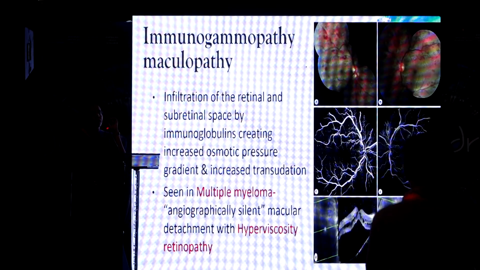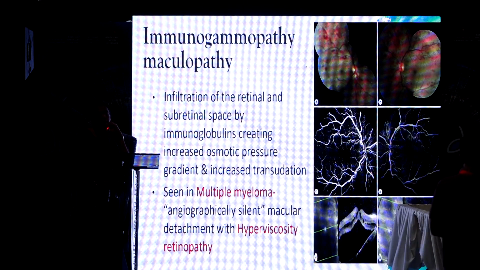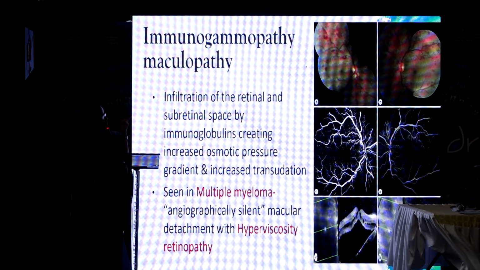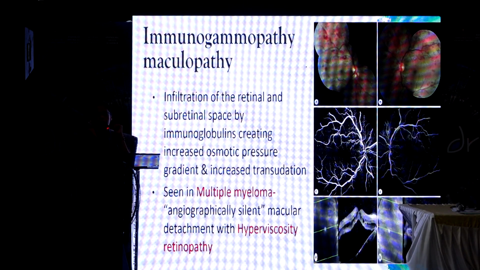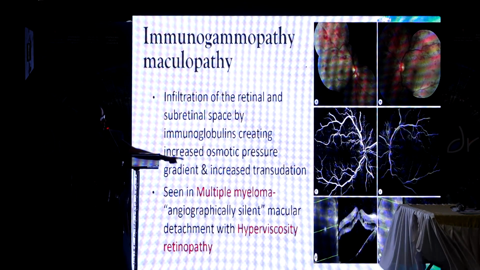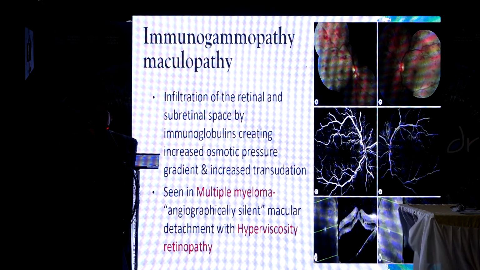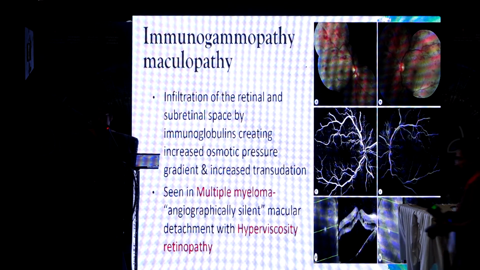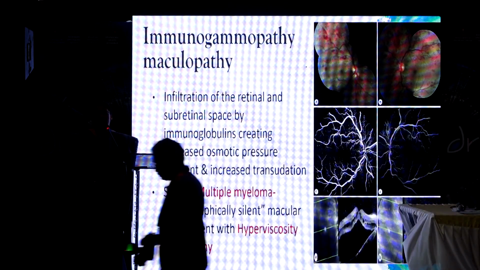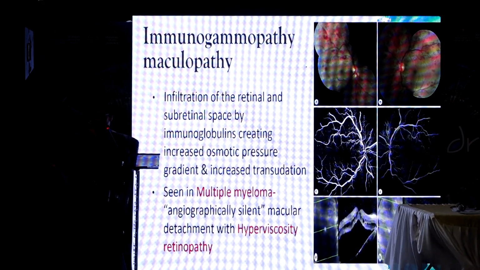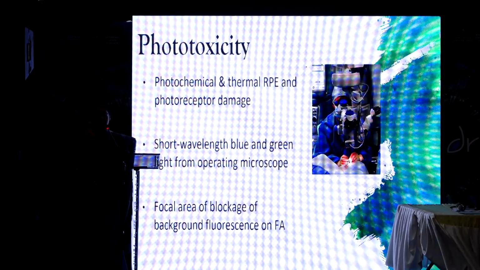Another problem is multiple myeloma. In multiple myeloma, you can get a syndrome which looks like CRVO. This is called hyperviscosity retinopathy. Here again, it is not leaking on FFA, but you get CME. On OCT it is quite a big CME, but on FFA it is quite silent. This is because of accumulation of immunoglobulins in the retina. Treatment is very poor and doesn't help much.